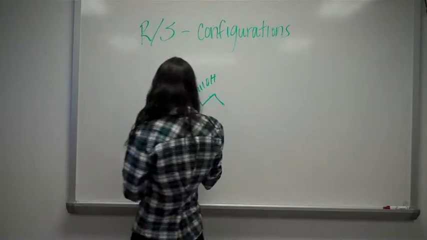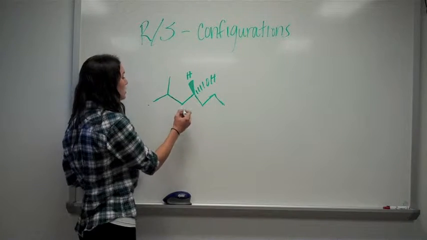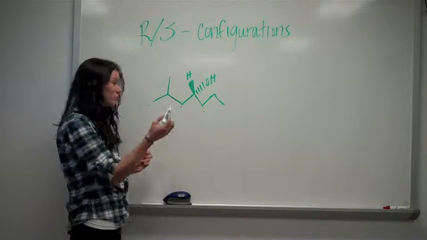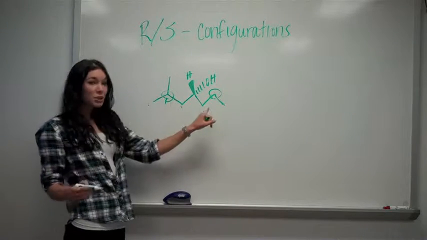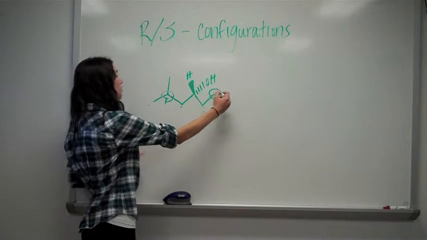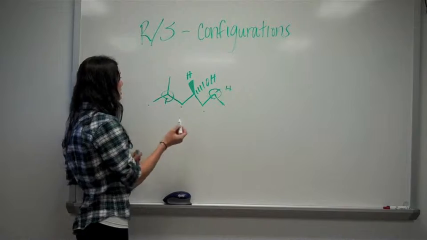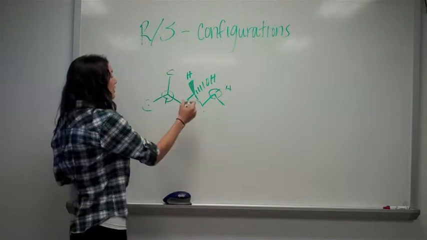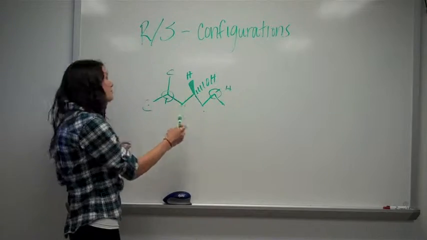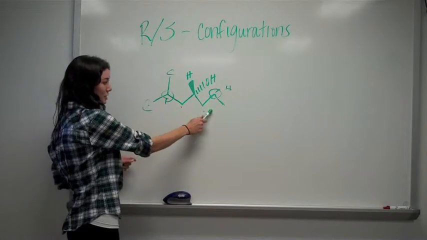First, you want to see what these 2 carbons are attached to. Okay, they're both attached to another carbon, right? But then what are those carbons attached to? This carbon only has a hydrogen, whereas this carbon has 2 other carbons attached to it. So this carbon attached to the chiral center would have priority over this one.